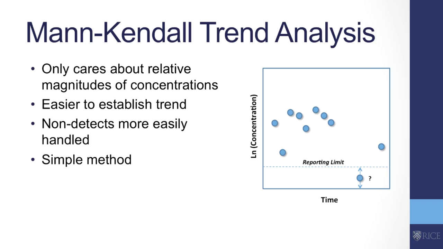Yeah, and so it gets used a lot in these cases. Another thing to remember about Mann-Kendall is it only cares about the relative magnitudes of concentrations. It's really this ordering system that it goes through, so you're really just ranking things. Like Chuck mentioned, it's a little bit easier to establish a trend. The thresholds are maybe a little bit lower. On the other hand, it handles non-detects a lot better than something like linear regression. And then the most important thing for a lot of people is it's pretty simple to use, and we're going to go through some examples as we go through this lecture, right?